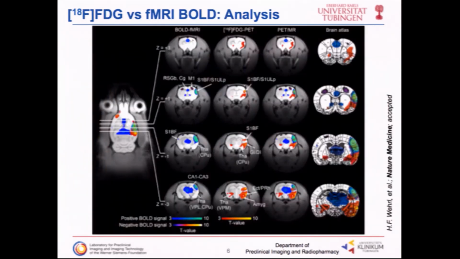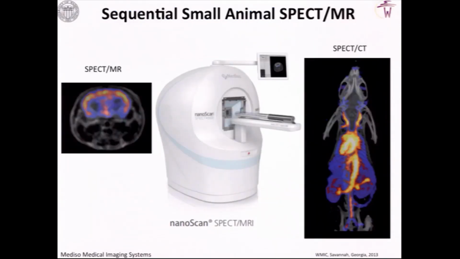Here they're showing work that's done using functional MR, this BOLD technique, looking at brain activation in the animal, and showing the different regions that are taken up by the different types of imaging modalities there.